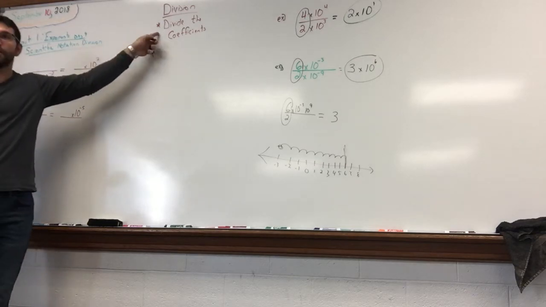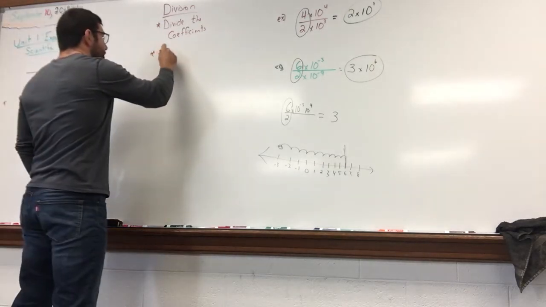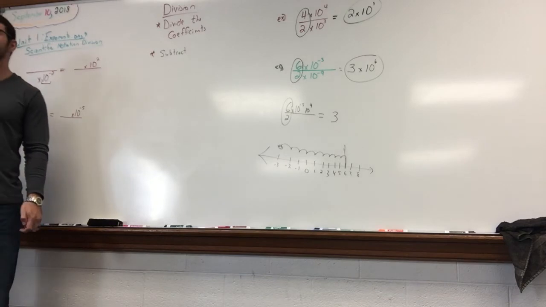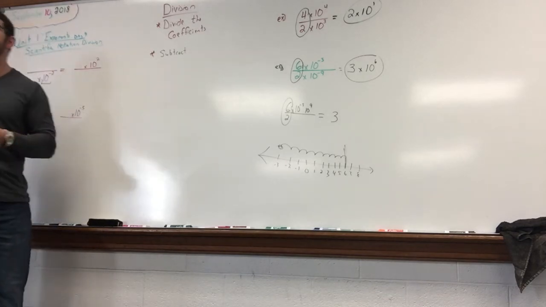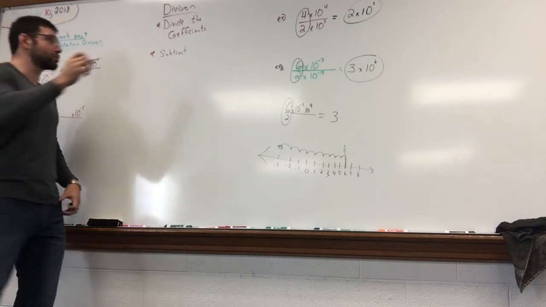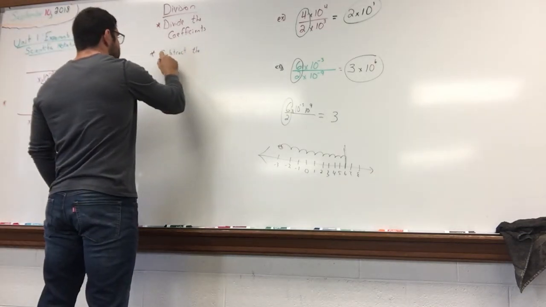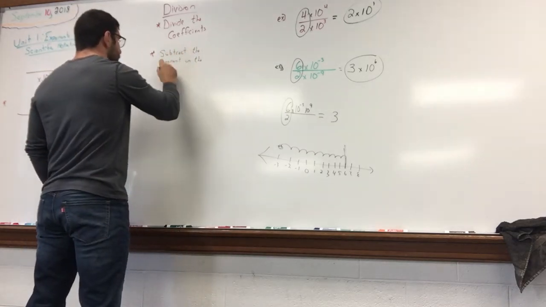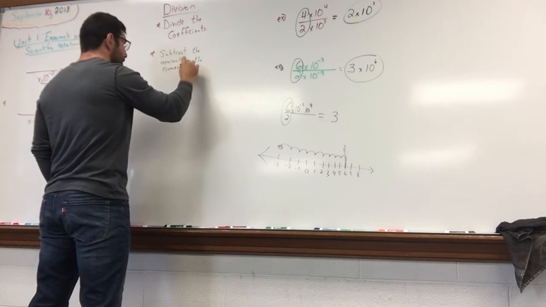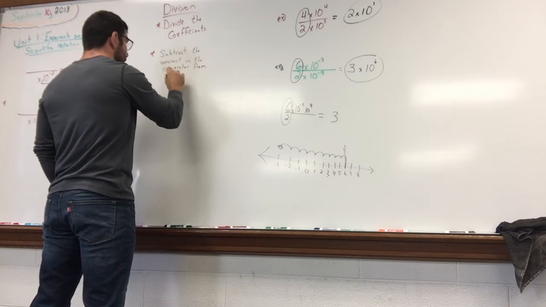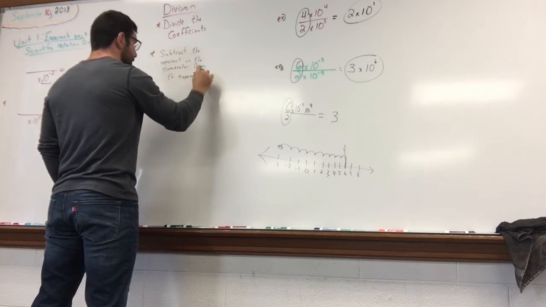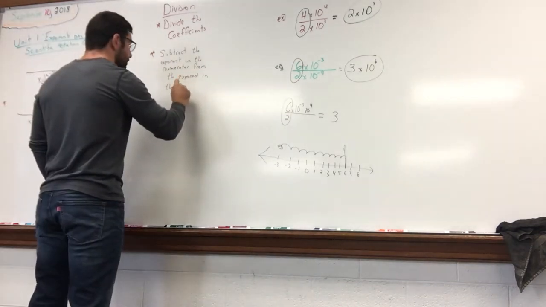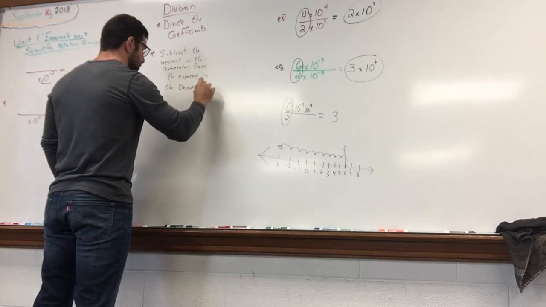So, division. Divide the coefficients. Subtract. What are we going to subtract? I told you to get the rule. Evans. Okay, which exponent first? Numerator. Good. Subtract the exponent. Good use of mathematical language. The exponent in the numerator from the exponent in the what? Denominator. Very good. Again, mathematical language. Love it.